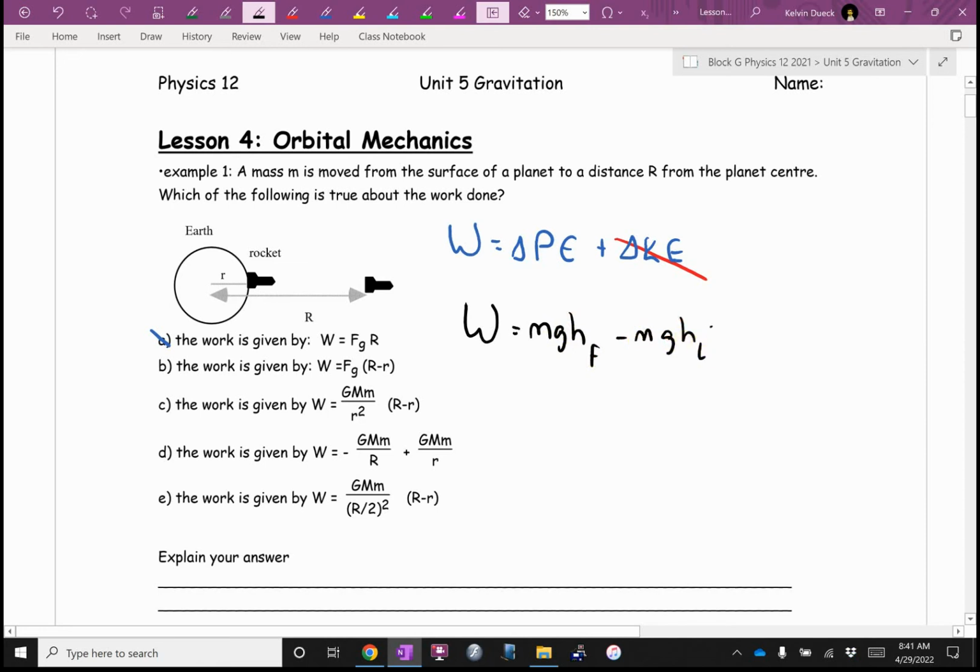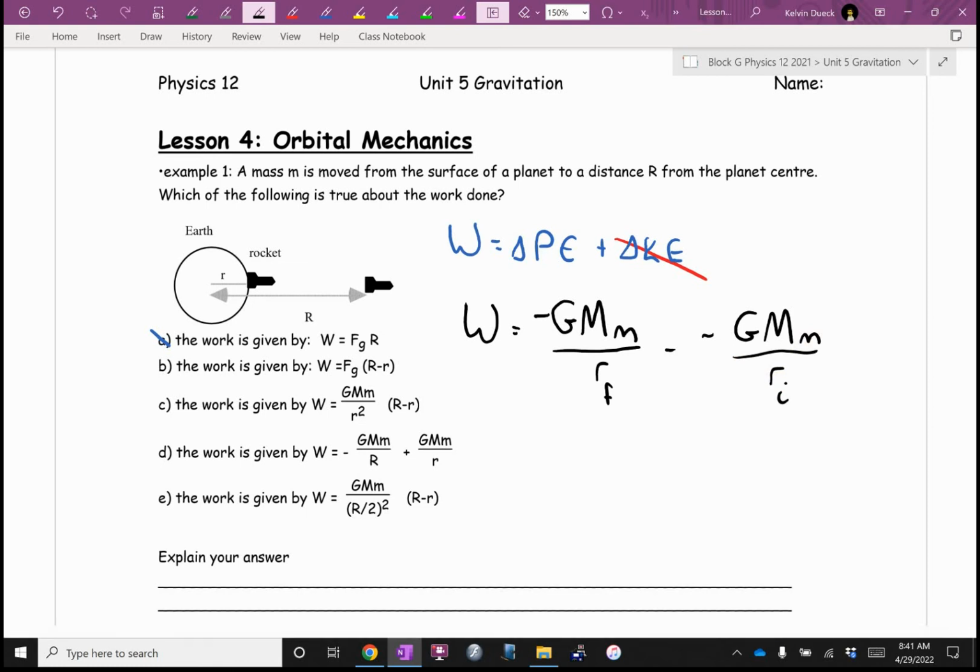So this is going to be potential energy final minus potential energy initial. Don't write this down. So is that this? Why can't I do that one? Little g is changing. Okay, so we have to go cosmic. So it's going to be negative big G, big M, little m over r final, minus negative big G, big M, little m over r initial.